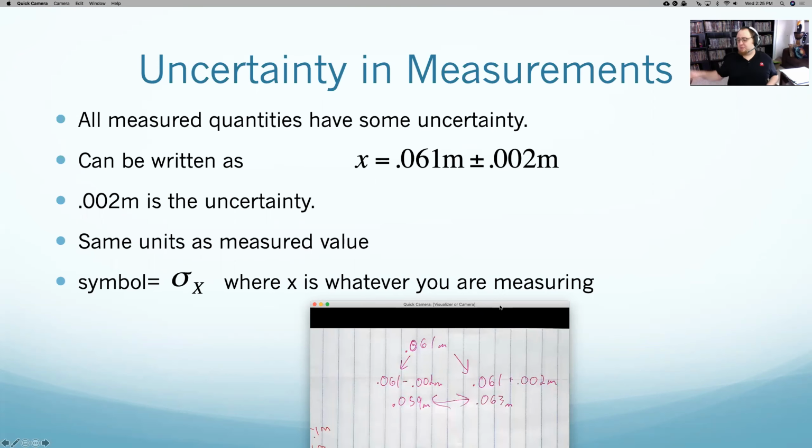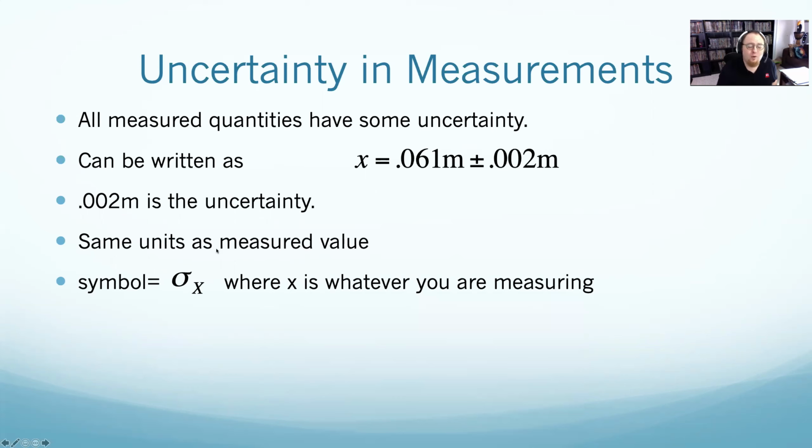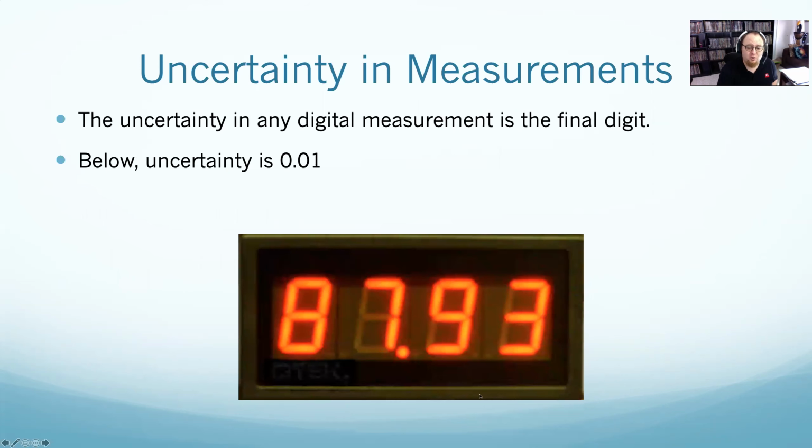Now, if you're making a measurement yourself, you've got your ruler and you're measuring a length, how to find the uncertainty is kind of interesting. If you have a digital device, the uncertainty is always the last digit, because this is reading 87.93, but this could be anywhere between 87.925 and 87.934. Like, the range is off.